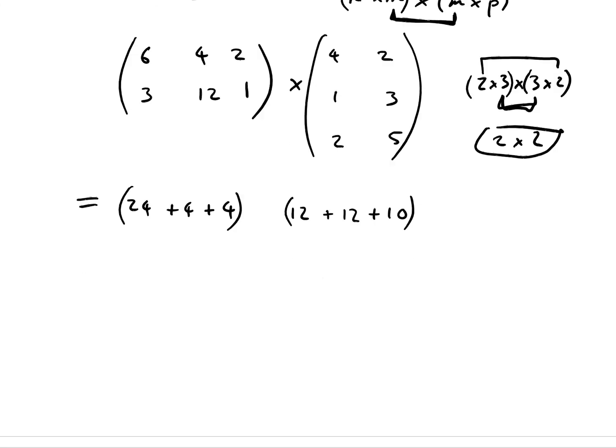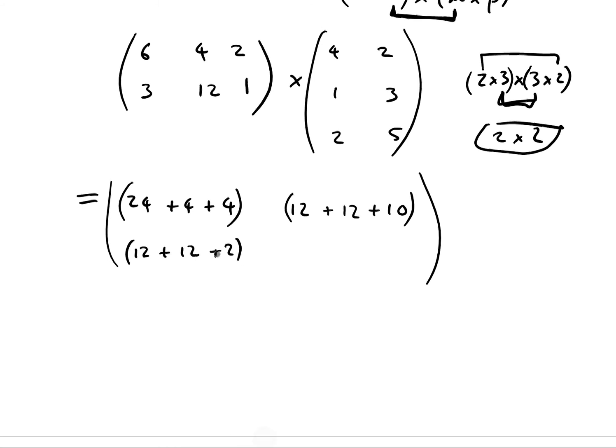Okay, and then in this position down here, I should draw the brackets in, maybe that might make a bit more sense. This element down here is the second row, first column. So the second row of the first matrix multiplied by the first column of the second matrix. So it's 3 times 4, which is 12, plus 12 times 1, which is 12, plus 1 times 2, which is 2. Okay? And then the element which goes in here is the second row, second column. So second row of the first matrix multiplied by the second column of the second matrix. So it's 3 times 2, which is 6, plus 12 times 3, which is 36, plus 1 times 5, which is 5. Okay?